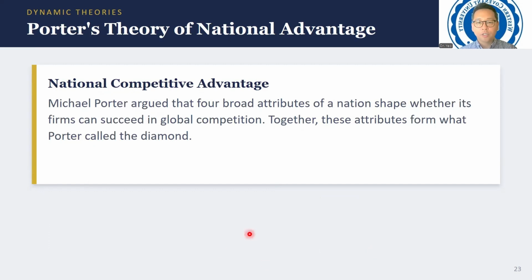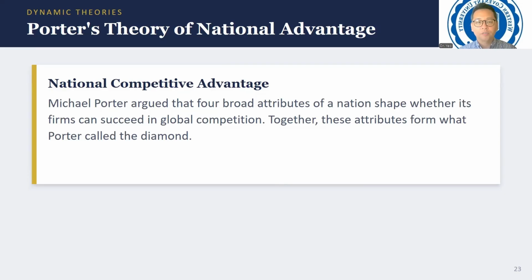Our final major theory comes from Michael Porter. The name may sound familiar to you if you took my business strategy class. It's a great reminding name, right? Michael Porter was a professor at Harvard Business School, and Porter asked a slightly different question. Instead of asking why countries trade, he asked why certain countries produce world-leading firms in certain industries. Porter argued that four broad attributes of a nation shape whether its companies can succeed globally or not.